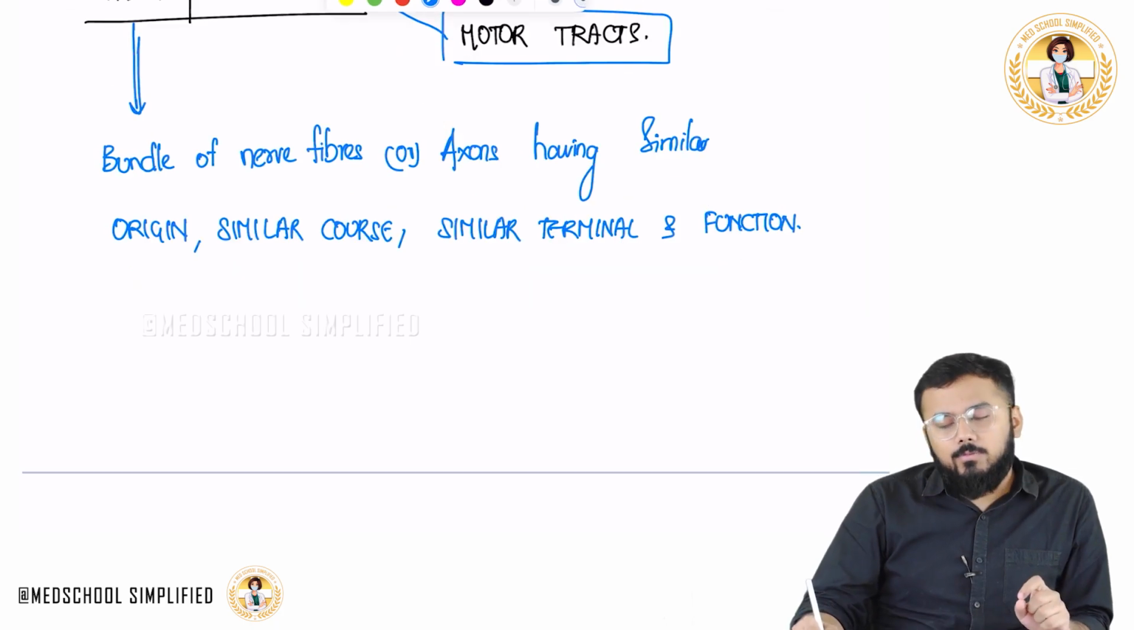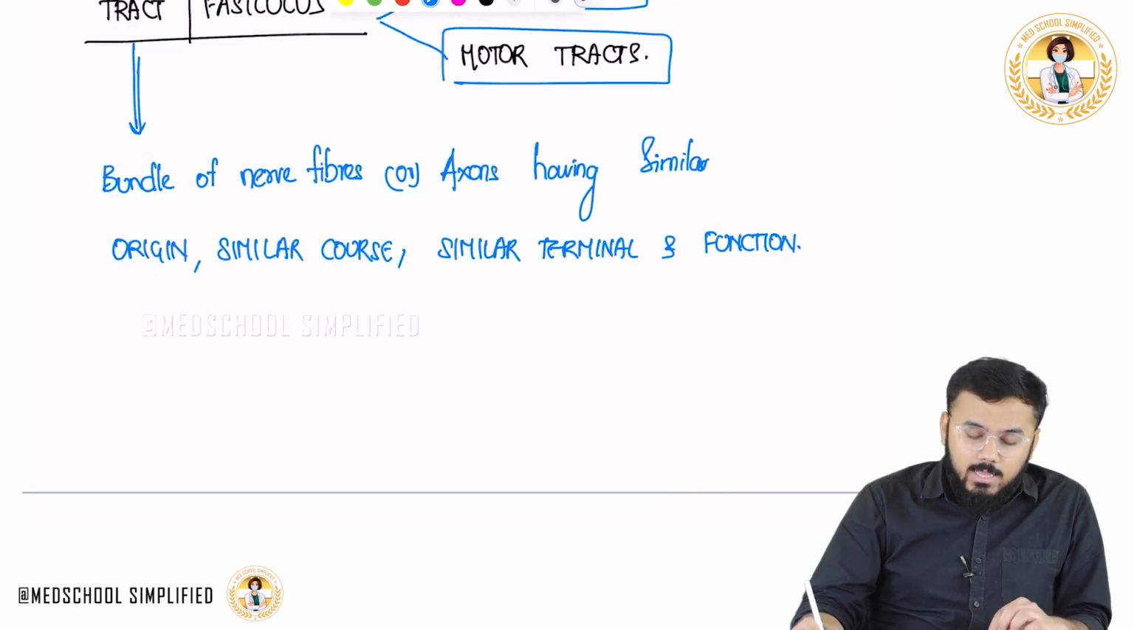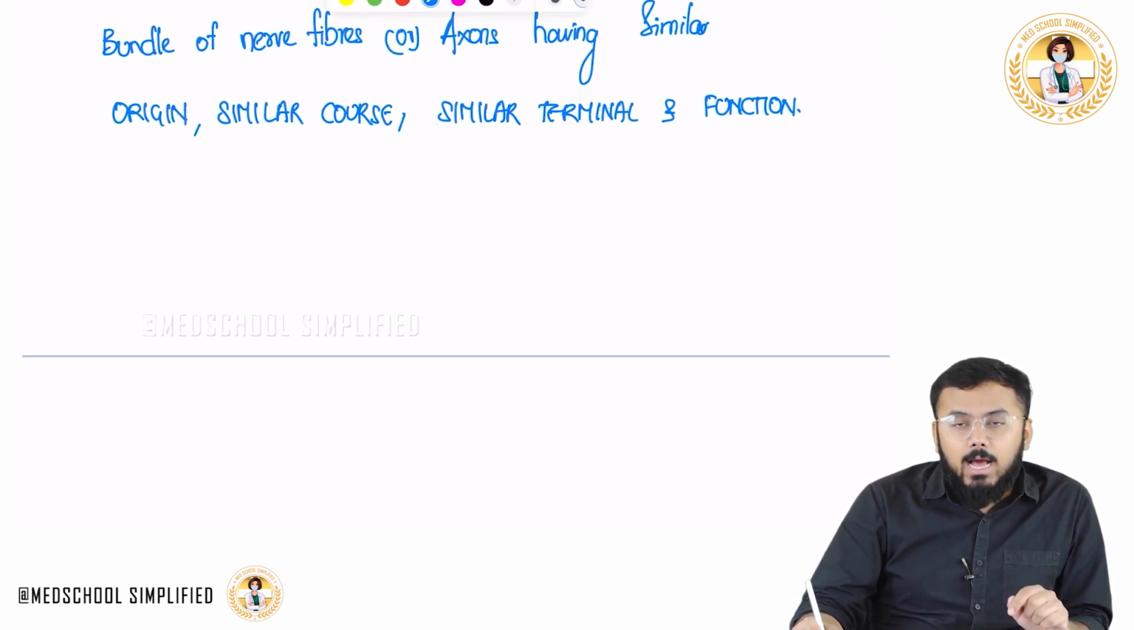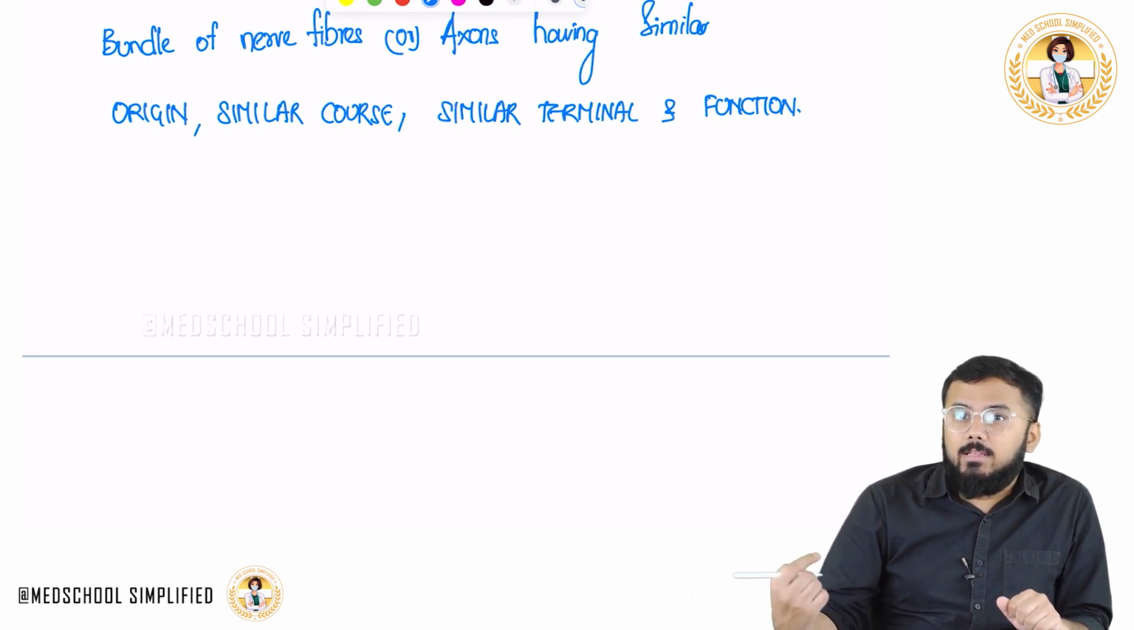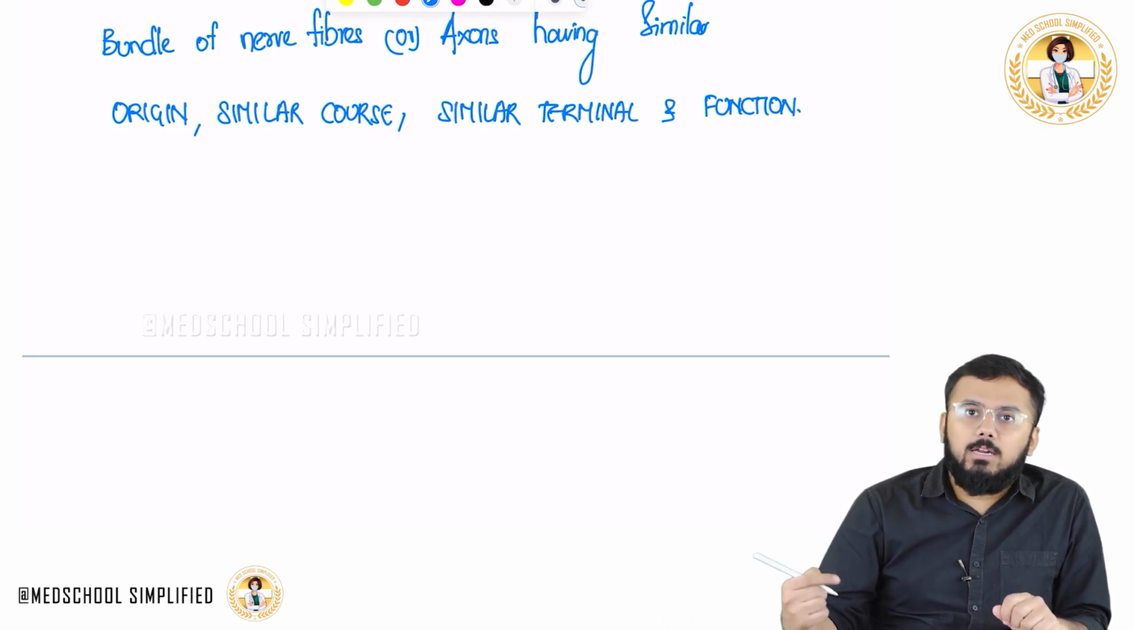So these bundles of nerve fibers are called your tracts or fasciculus. And where are they present? They are present within the white matter of the spinal cord. You know, the spinal cord has central gray matter surrounded by white matter. Yes or no?